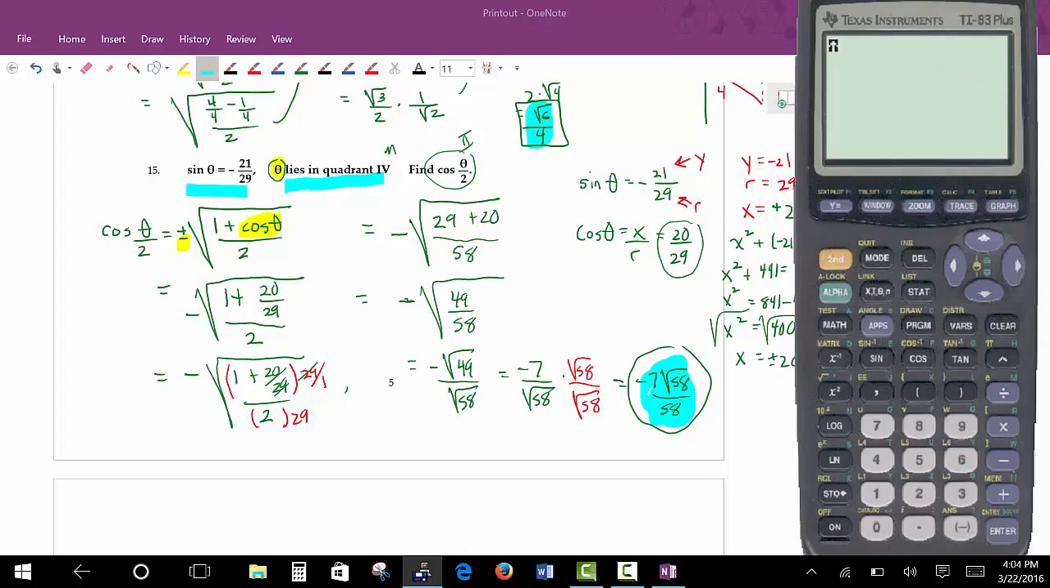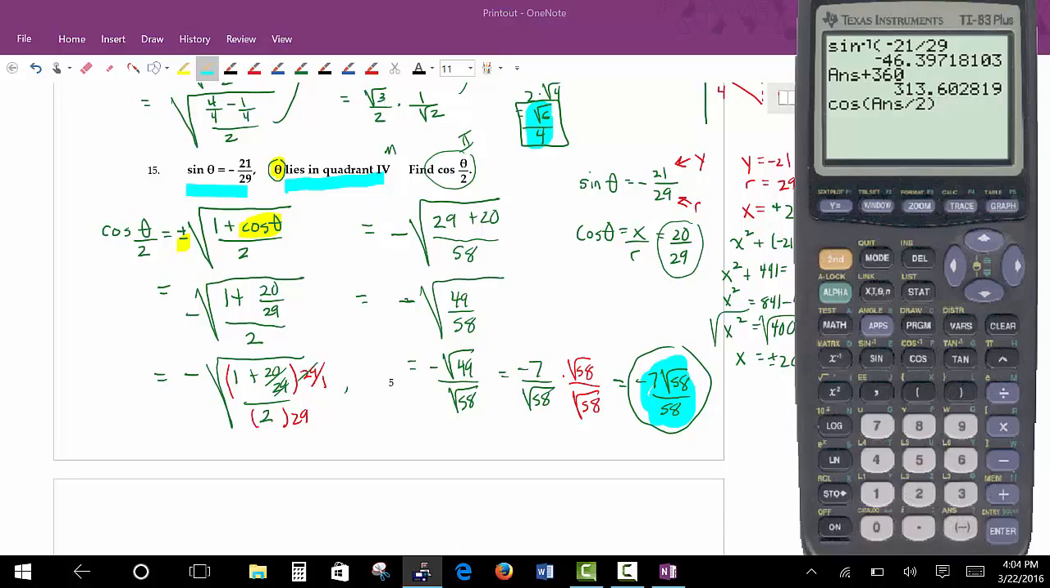Let's try again. So let's go inverse sine of negative 21 over 29. Let's get that answer. Okay, let's add 360 to it. And then that'll give the quadrant 4 angle. Now let's divide it by 2. Or actually, let's just do this. We're doing the cosine of theta over 2. So let's go cosine of the answer over 2.